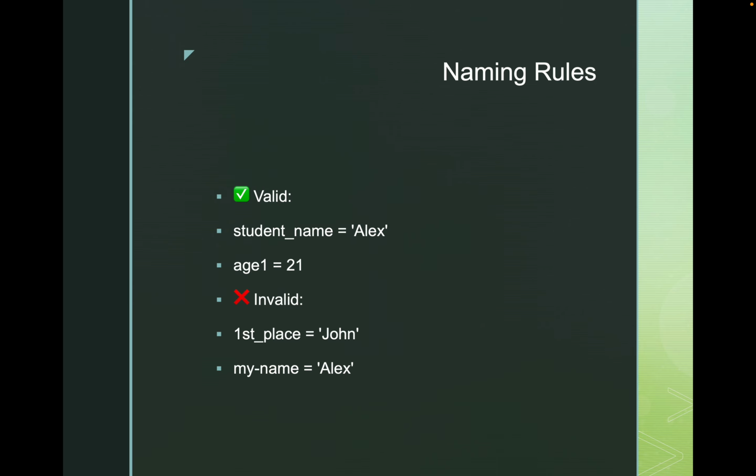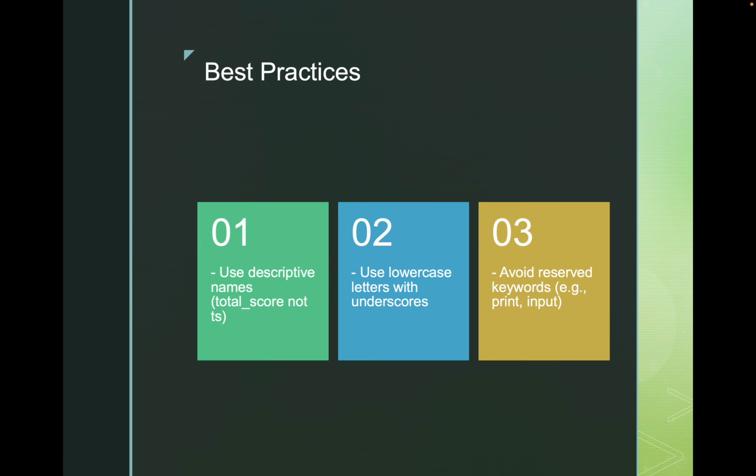For example, student underscore name equals Alex is valid. In the invalid section, something like first underscore place equals John is not valid because it starts with a number. It works the same way with age and the others. Next, let's go through slide 8.